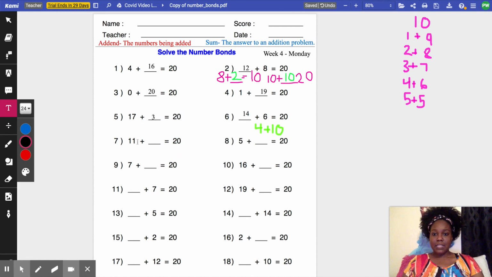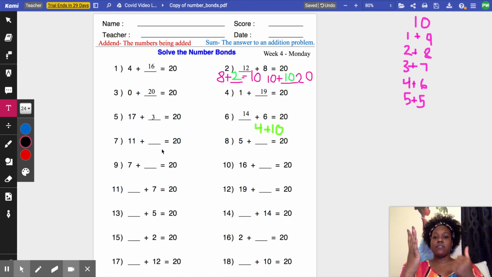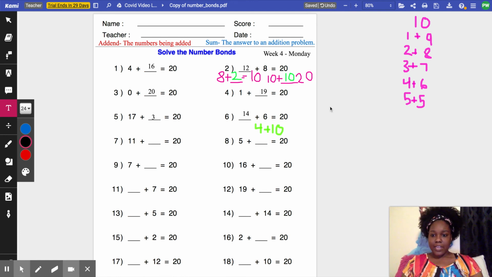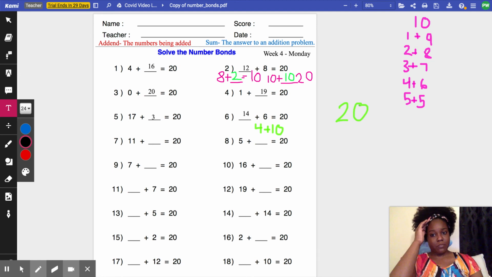On this next one, 11 plus something equals 20. Well, I could start at 11. I could put 11 in my head and count up to 20. 11, 12, 13, 14, 15, 16, 17, 18, 19, 20. That gives me 9. Or I could write the number 20. And I know the inverse operation of addition is subtraction. I could do 20, take away 11.